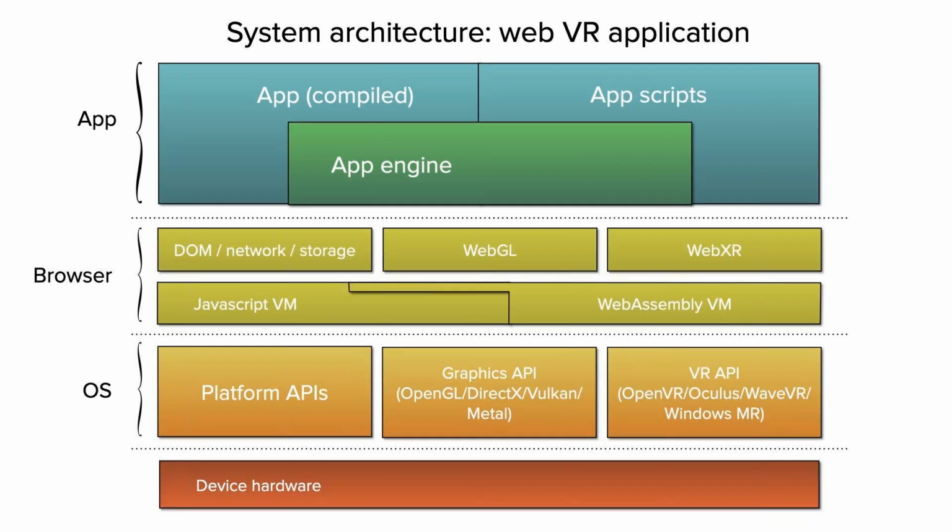Now, if we consider the web-based application running inside a modern browser, the system architecture looks something like this. It is remarkably similar, and at the OS and hardware level, it's identical. So in the web application, the app still consists of compiled WebAssembly and interpreted script code, but application scripts are now first-class citizens in the system, and no in-process interpreter is necessary for them.